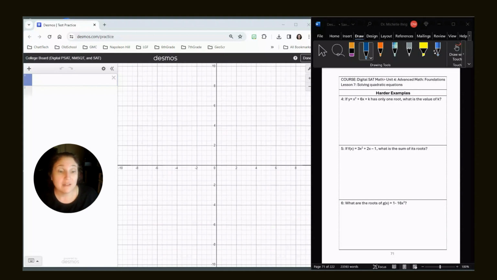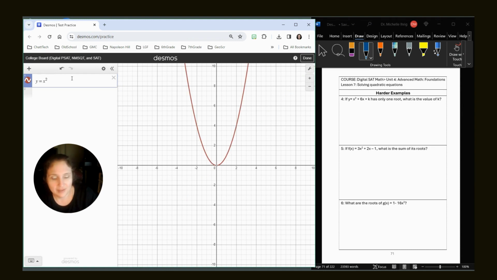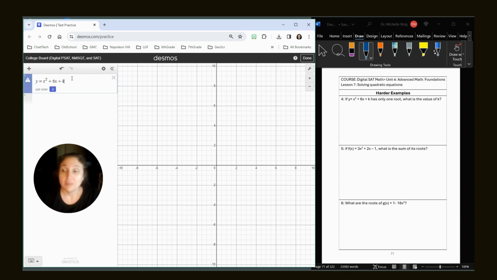All right, if y equals x squared plus 6x plus k has only one root, so if that function has only one root, what is the value of k? So remember, a root is anytime it crosses the x-axis. So I'm going to do y equals x squared plus 6x plus k. Y'all are going to see how much I love the slider tool in this one.